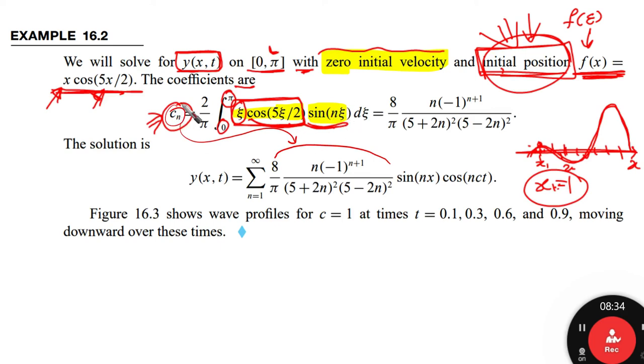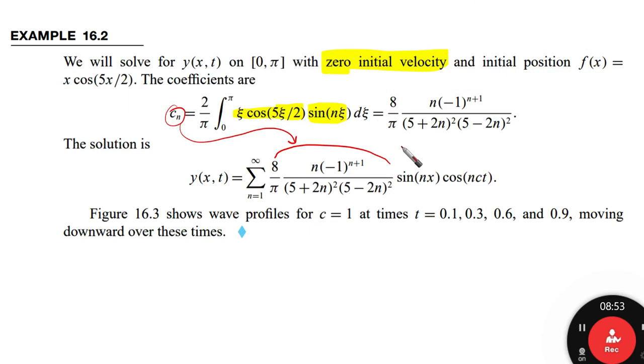So now we have Cn. It is a definite integral, so we can solve it easily. You're going to find something like 8 over pi, with n here and n also in the denominator, and then this is the coefficient. It's a constant coefficient, and then we can say that the solution is going to be the wave function at any time.